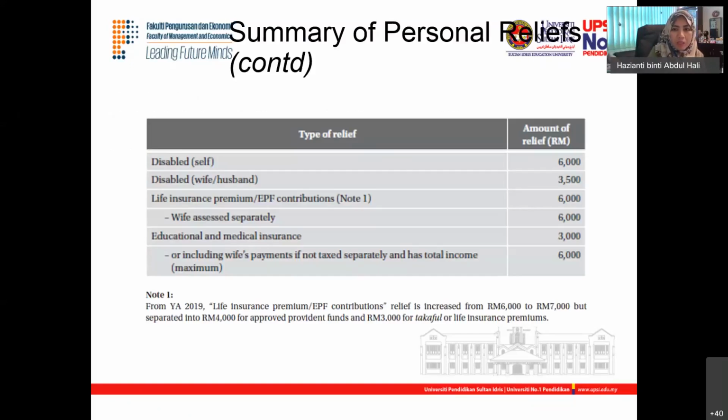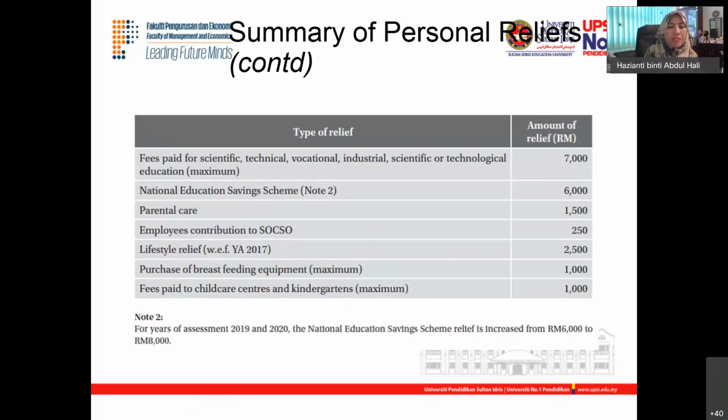Ini ialah sambungan table tadi, disabled self 6,000, kalau wife or husband disabled tambah lagi 3,500. Educational and medical insurance. Okay, untuk life insurance ni mestilah atas nyawa sendiri atau nyawa spouse je, nyawa anak tak boleh. Anak hanya boleh claim educational and medical insurance sahaja. So untuk life hanyalah tuan badan which is the taxpayer, ataupun the wife lah, the spouse. Table ni is just the summary apa yang ada dekat depan tadi.